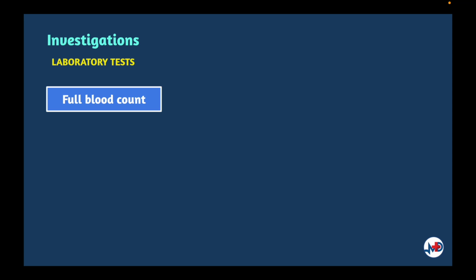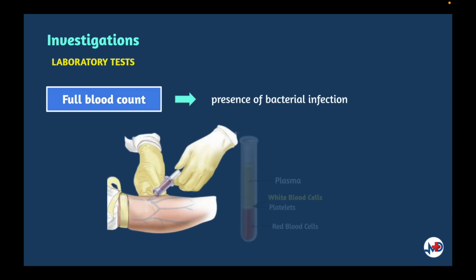So here we can perform a full blood count, which could tell us the presence of bacterial infection through leukocytosis. Raised CRP levels also suggest an active infection, specifically bacterial infection. Very high CRP levels in patients with appendicitis may indicate gangrenous evolution of the disease.